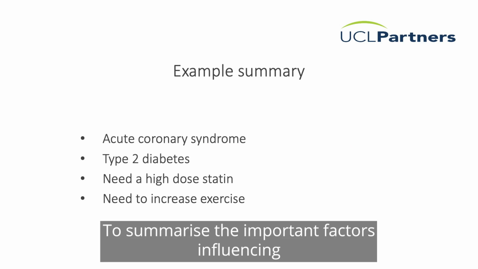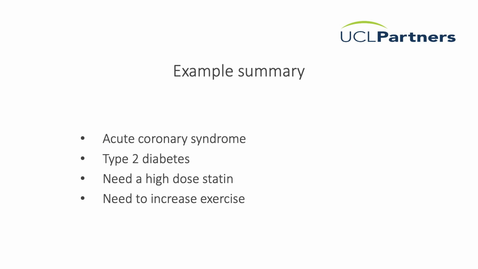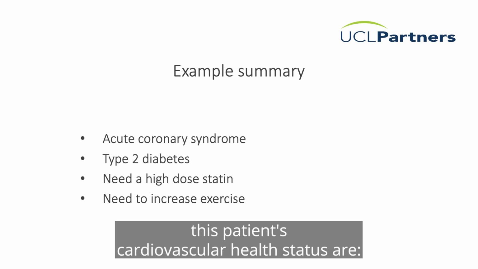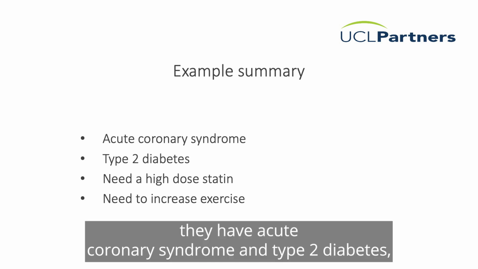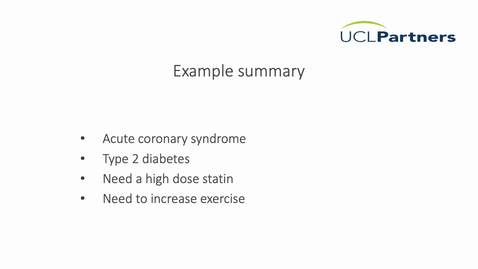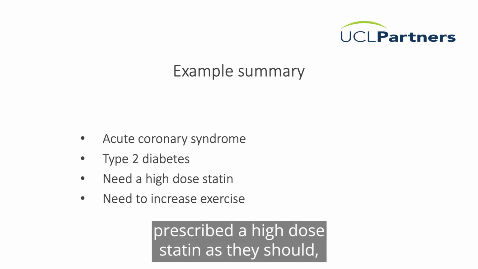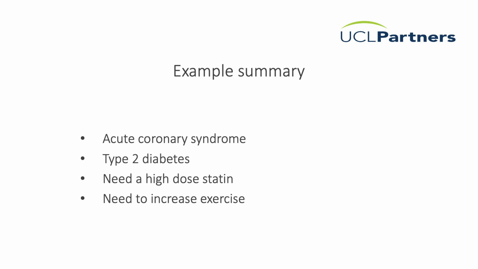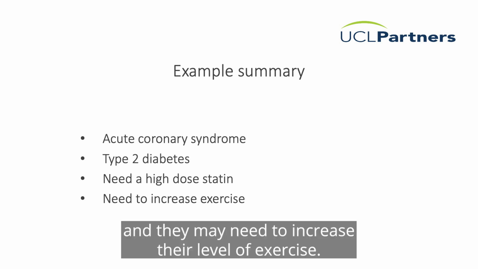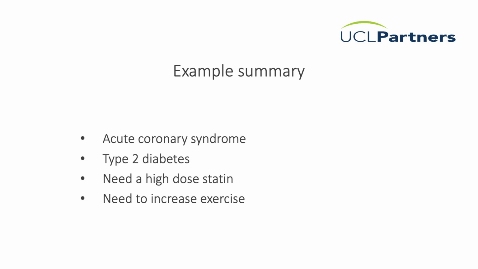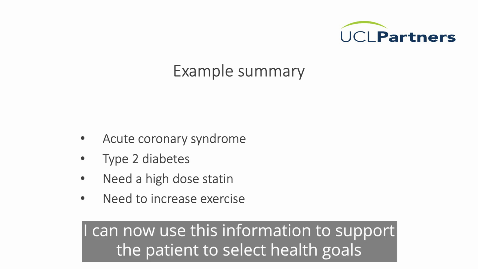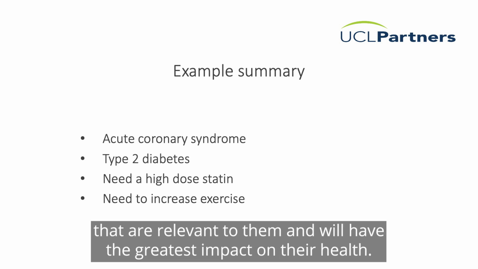To summarise, the important factors influencing this patient's cardiovascular health status are: they have acute coronary syndrome and type 2 diabetes, they haven't been prescribed a high-dose statin as they should, and they may need to increase their level of exercise. I can now use this information to support the patient to select health goals that are relevant to them and will have the greatest impact on their health.